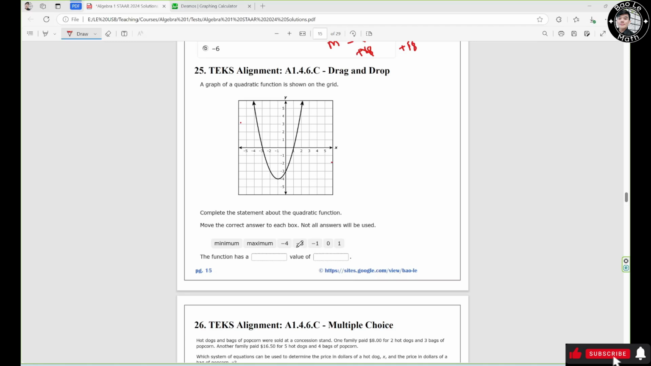Now let's move on to question number 25. A graph of a quadratic function is shown on the grid. Complete the statement about the quadratic function. So the function has a maximum or minimum value of what's right here. We need to pick this one and drop it over here. We look at this one: because the function opens upward, the function has the minimum value. So we need to pick minimum right here and put it over here. Now for the minimum value, we look at the y value right here. It's going to be negative 4. So we pick this one right here and drop it over here.